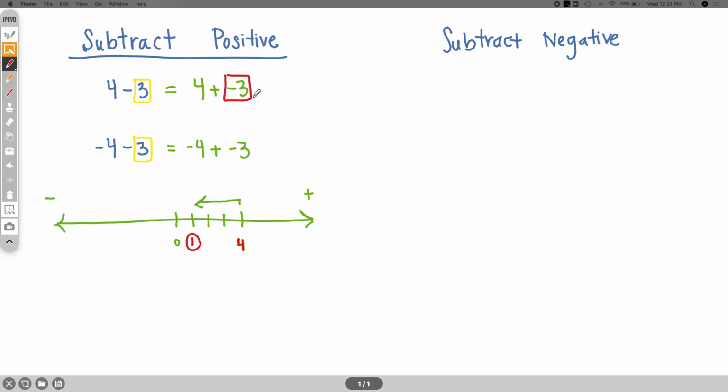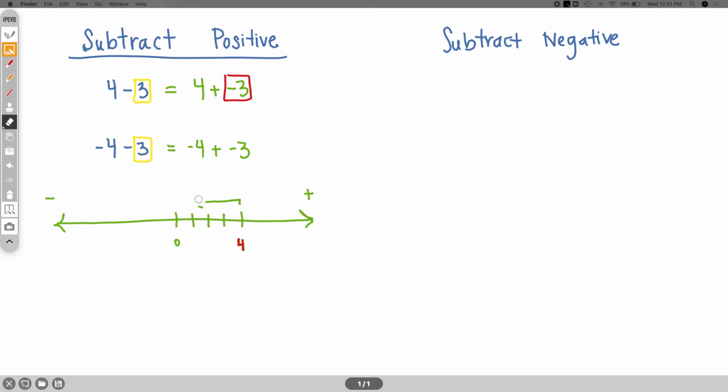So for both of these, really we're doing the same thing and we get to the same answer and they have to be identical. 4 minus 3 is the same as 4 plus negative 3. This case is the same. Only thing that's different is where we start, the number that we start at, right? So let me go ahead and erase some stuff because it's getting too crowded here on my whiteboard.